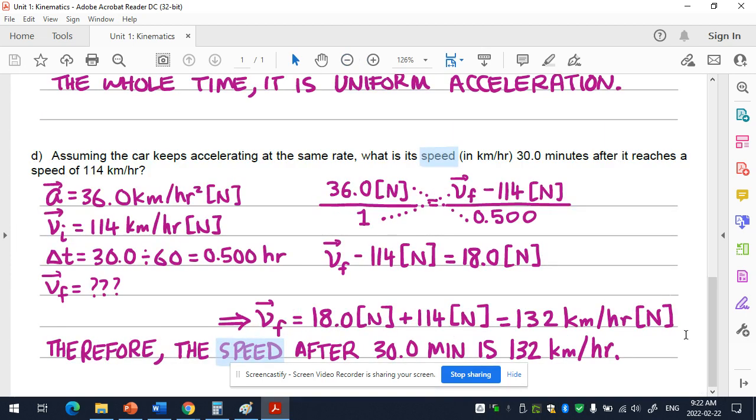Obviously, I do not need therefore statements, but I encourage you to write them in your notes just to keep it there. But you're not going to lose marks if you don't write therefore statements. By the way, do you see what I wrote here? The speed. I didn't say velocity. Because if I said velocity, I can't just say 132 kilometers per hour. I have to say a direction. But the question asks for speed. By the way, everyone, most of the time, I'm going to ask you to find speed, not velocity. Sometimes I might ask you to find velocity, but most of the time, we're just going to keep it scalar.